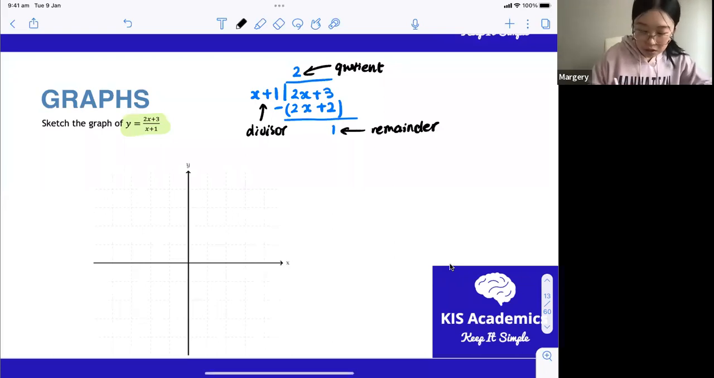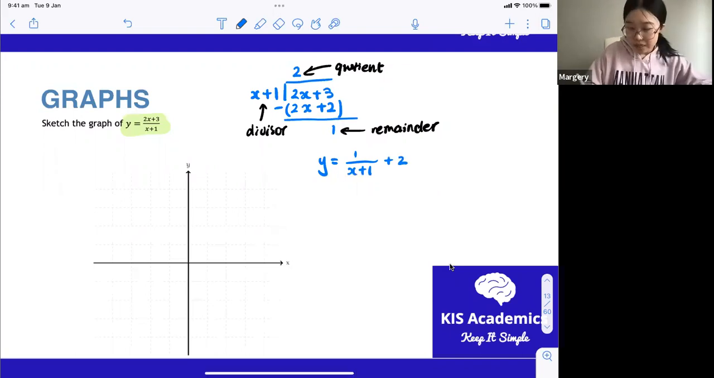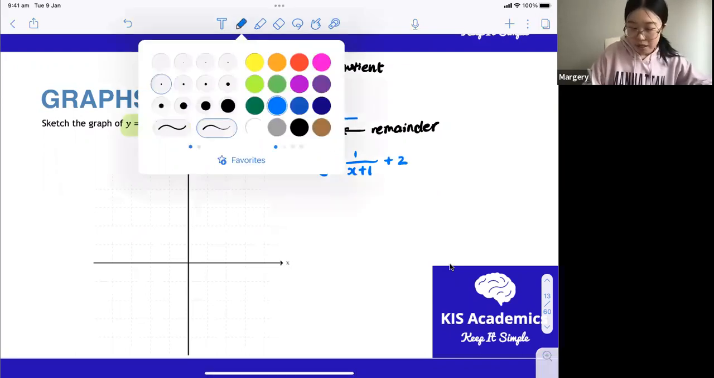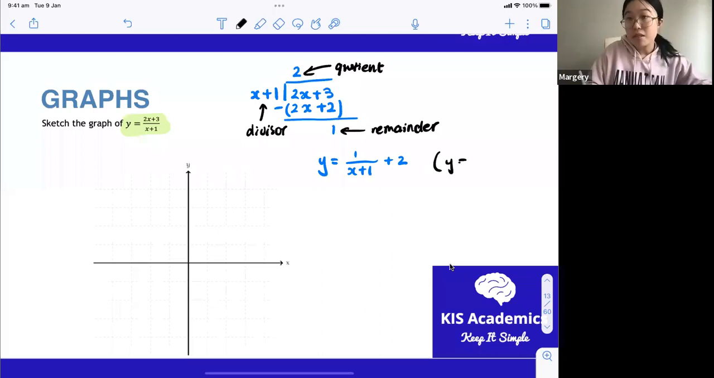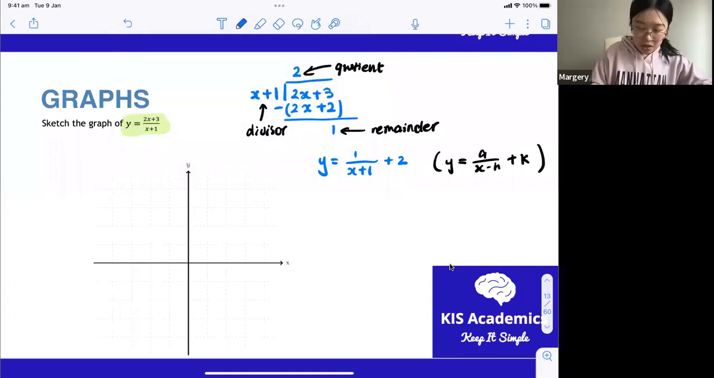Once I use this long division to divide through, I can rewrite my function y as 1 over x plus 1, so the remainder over my divisor, plus the quotient 2, which is now in the form y equals a over x minus h plus k. And we know that this would be a hyperbola for our graph. To graph this hyperbola, the first thing we can determine is if there are any asymptotes.